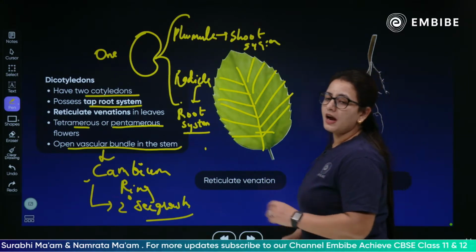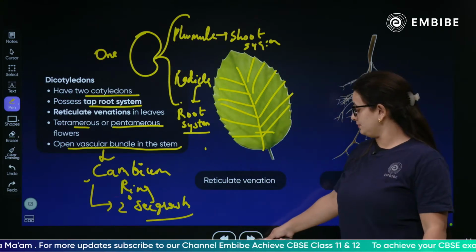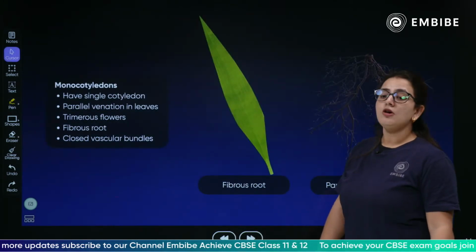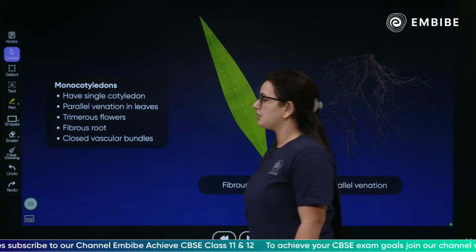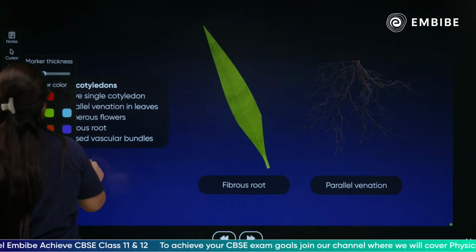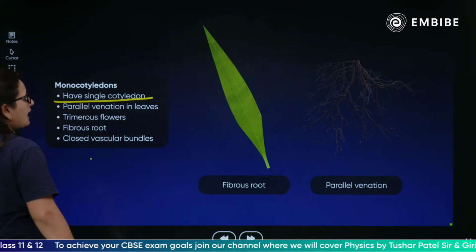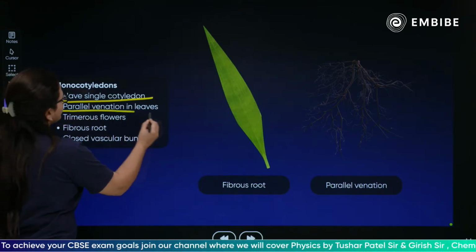Okay, so we have discussed one type of angiosperm. Let's discuss the second type of angiosperm. Next we have the monocot. Talking about the monocot, they have a single cotyledon. The monocot has a single cotyledon and parallel venation in the leaves.